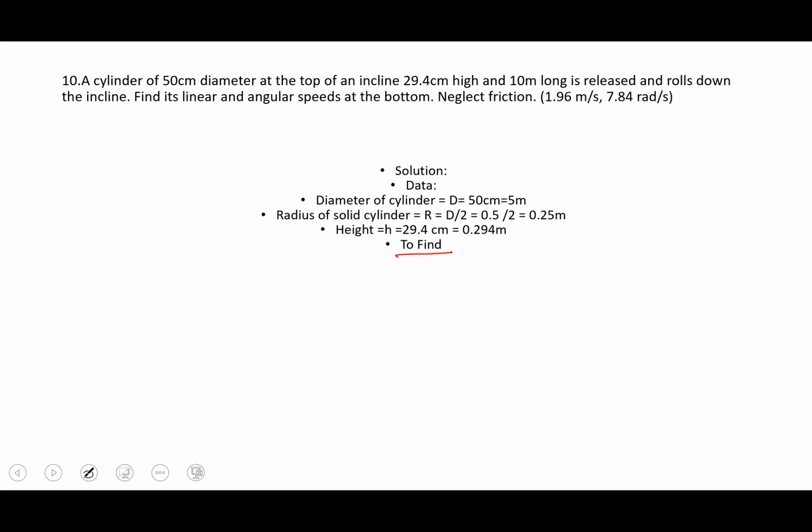We have to find the linear velocity and the angular velocity over here. The solution is given to us. Part A, the linear velocity can be found out by v is equal to under root 4 over 3 gh. We have the formula of this cylinder.